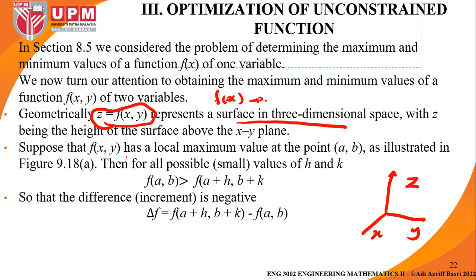So suppose that f(x, y) has a local maximum value at point (a, b), as illustrated in the next figure. Then for all sufficiently small values of h and k, f(a, b) is higher than f(a+h, b+k). So h and k is an increment, so that the difference is a negative value, because delta f is equal to the main function of (a+h, b+k) minus the original one. So if f(a, b) is higher than the increment, delta f is negative.